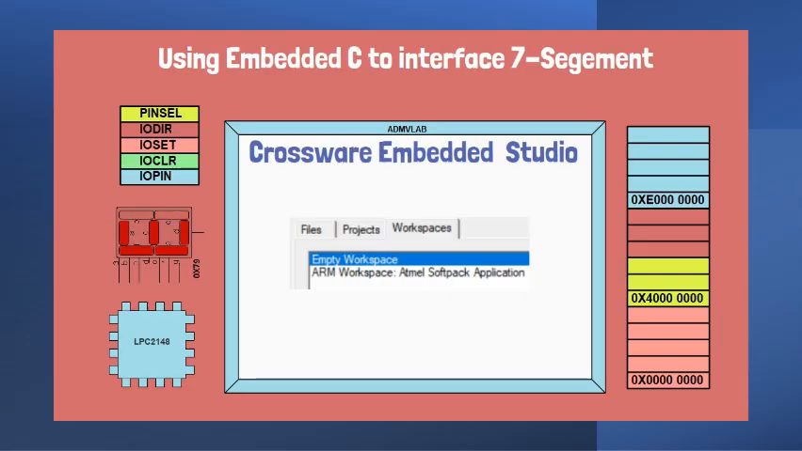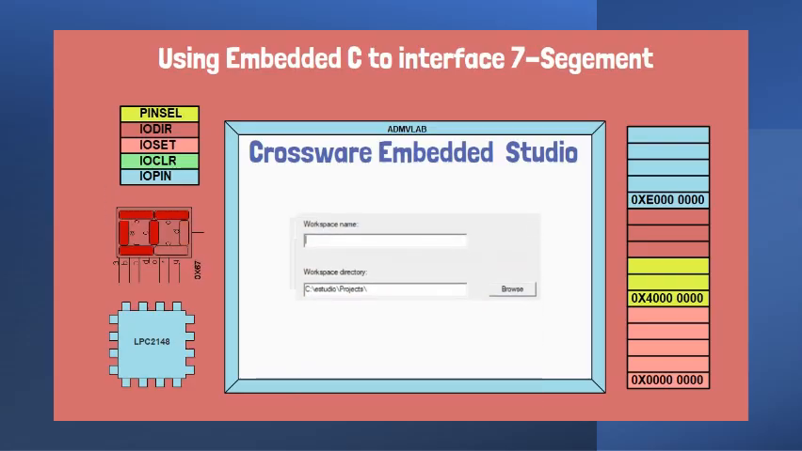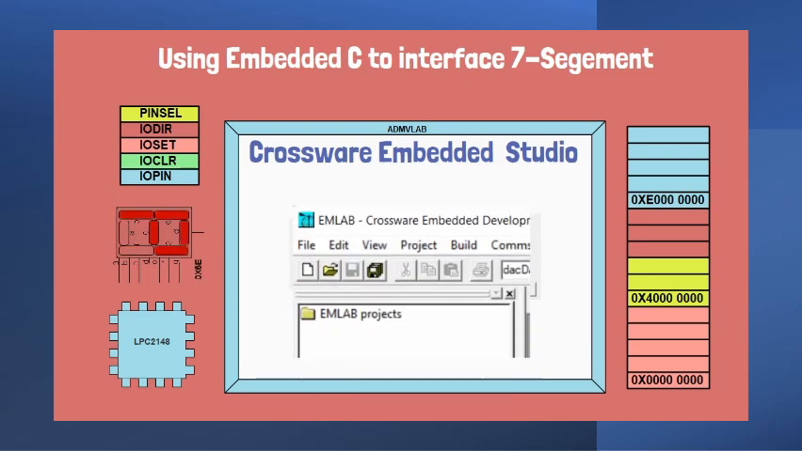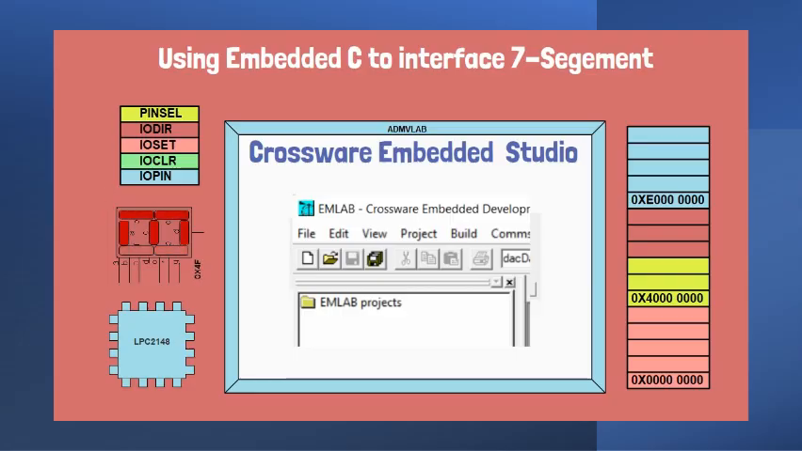From the menu bar, File menu, click on New. Go ahead and click on the Workspace tab, select Empty Workspace. This opens up a dialog box wherein you can enter the directory name and workspace name. Name the directory and workspace name as MLab. This opens up the Integrated Development Environment and a workspace named MLab.